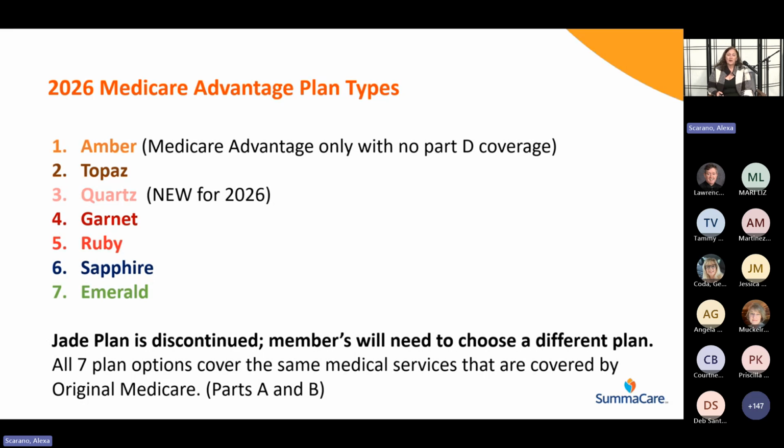Our Jade plan will be discontinued at the end of 2025. Members will not be re-enrolled into another plan. They will have to choose a different plan at that time. All 7 plan options cover the same medical services that are covered by our original Medicare or traditional Medicare, both parts A and B.